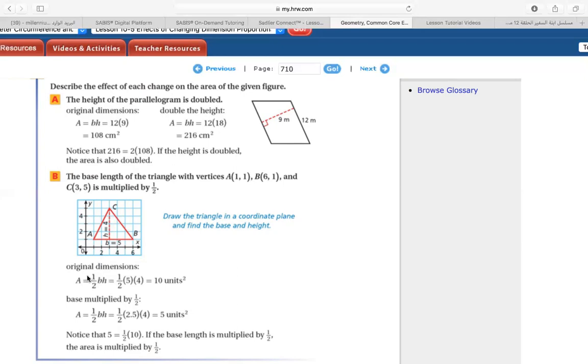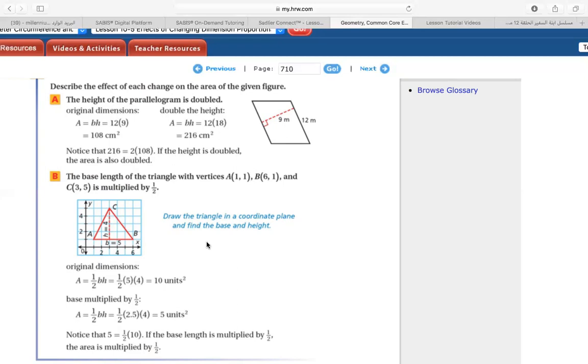So let's get our original area. The area of the triangle is half base multiplied by height. So half of 5 multiplied by 4. 5 multiplied by 4 is 20, and half of 20 is 10.